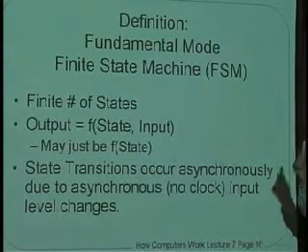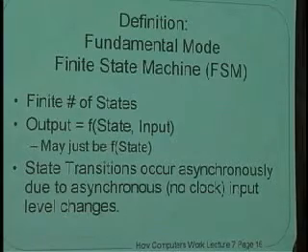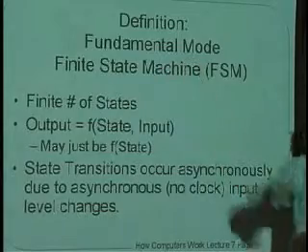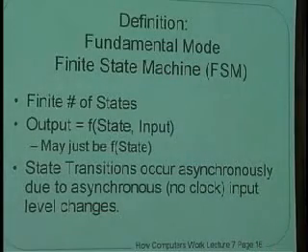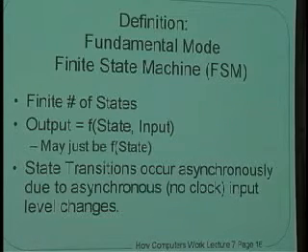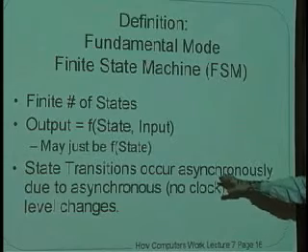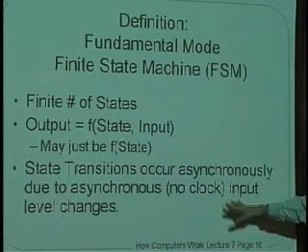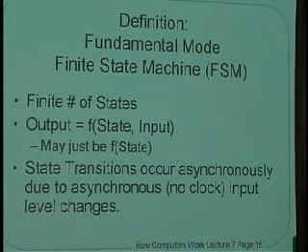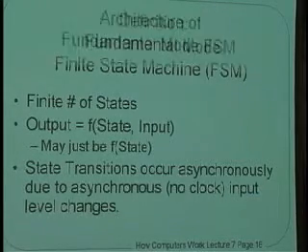Okay. These fundamental mode state machines, these asynchronous state machines, this is a different word that we call it. We call it a fundamental mode because it's the most primitive kind of state machine there is. It has no clock. First of all, there's a finite number of states. The output is a function of the state and the input, just like we had before. If there's no input at all, it may just be a function of the state. And the state transitions occur asynchronously without a clock due to asynchronous input level changes, if the input levels change from a 0 to a 1 or a 1 to a 0.